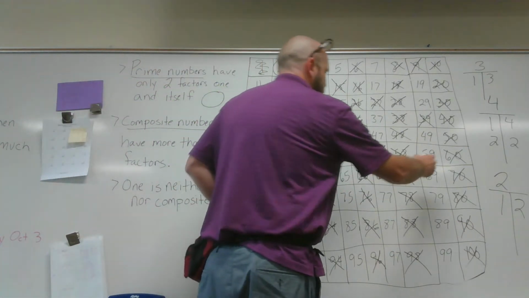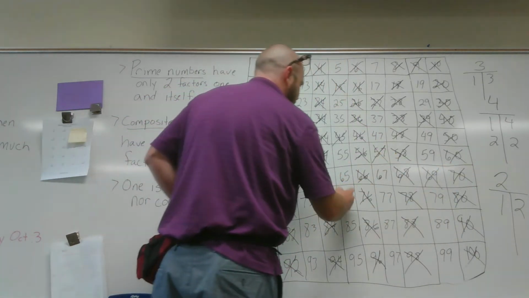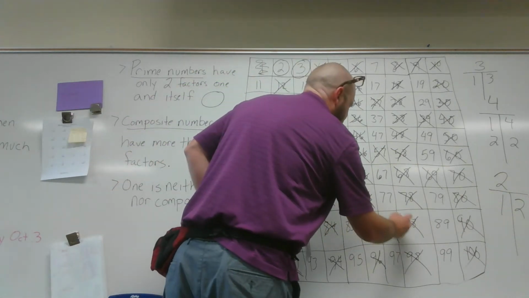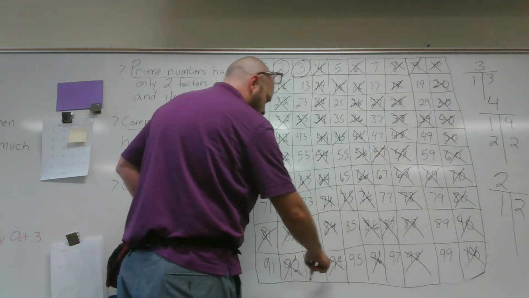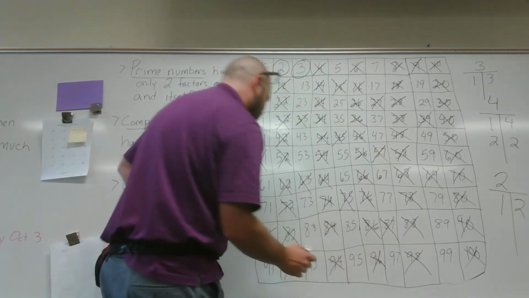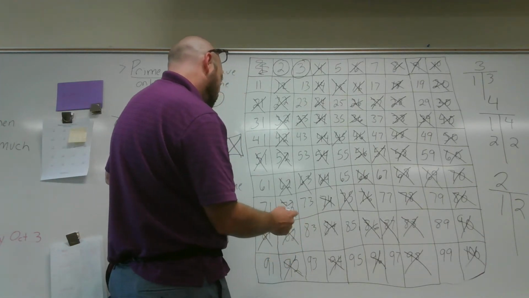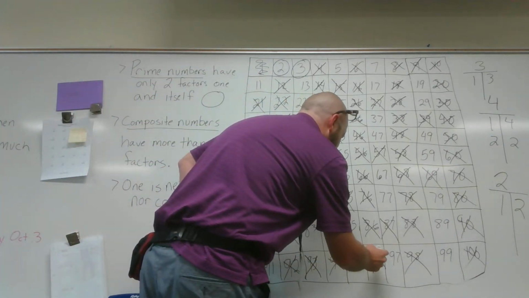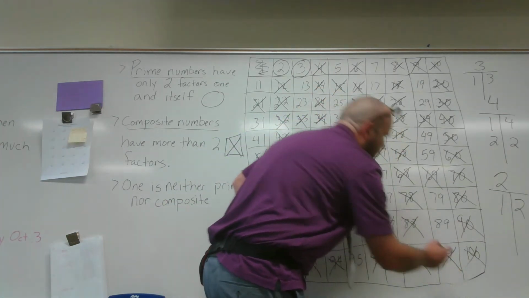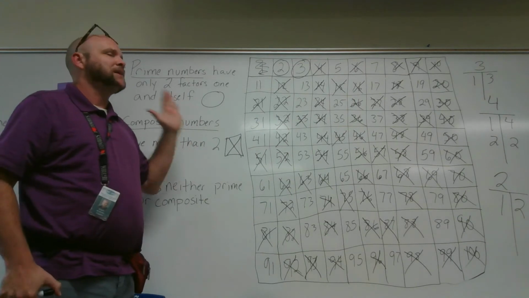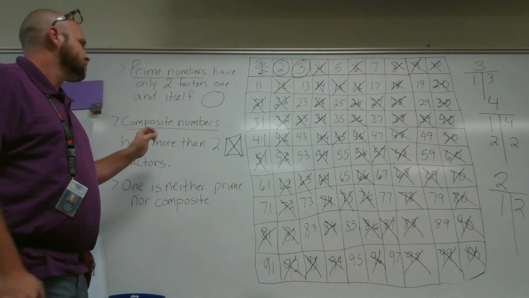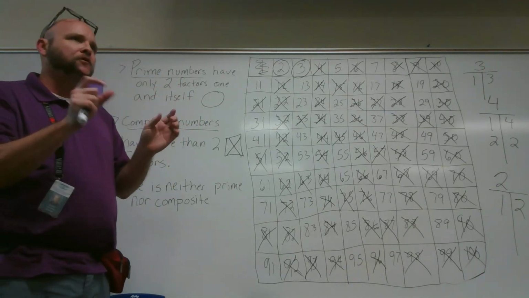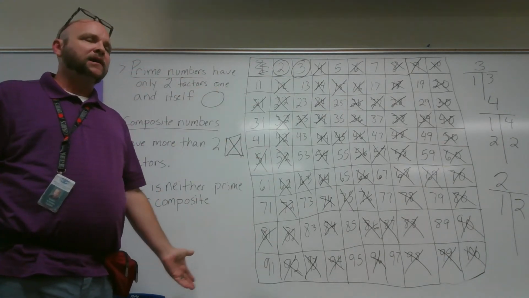63, 66, 69, 72, 75, 78, 81, 84, 87, 90, 93, 96, and 99, okay? So all those that I just crossed off have 3 as a factor, which means they have more than 2 factors, because you have 1 and yourself, and then anything else that you can multiply together to equal this number makes it a factor.